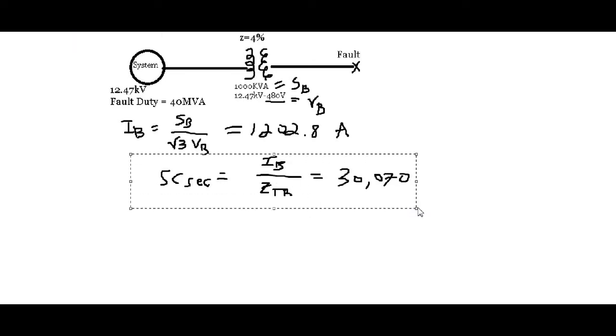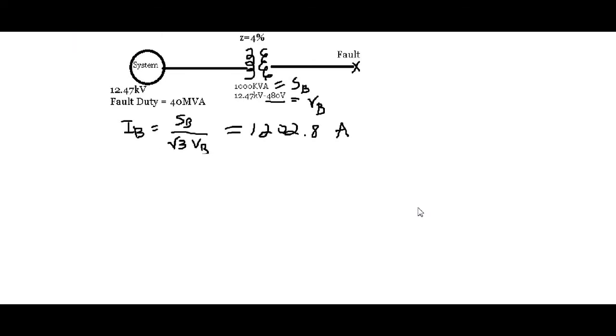So let me erase this. We are given the source fault duty, the 40 MVA. This is not to be confused with the source power rating. This value is actually calculated by using the available short circuit amps at the source multiplied by the line-to-line primary voltage, and multiplied by the square root of 3.